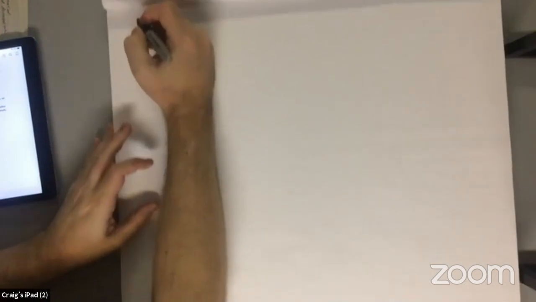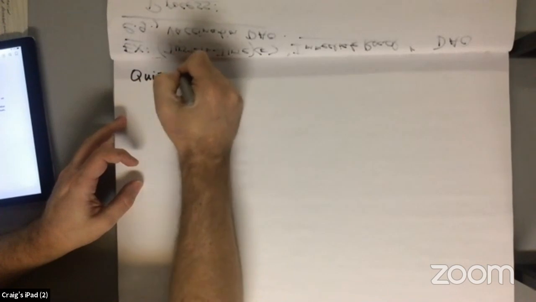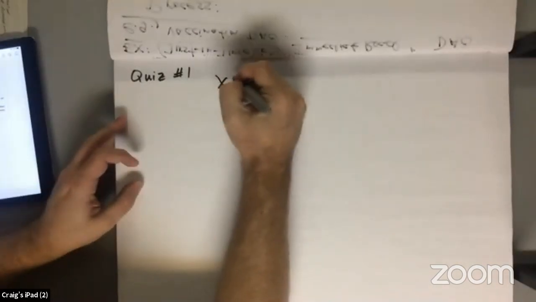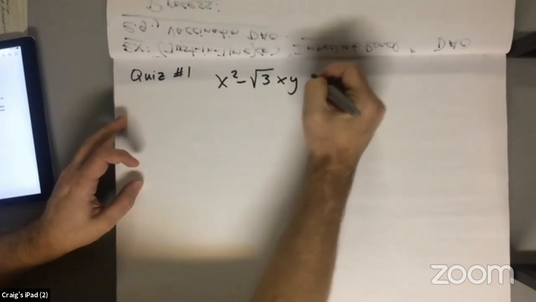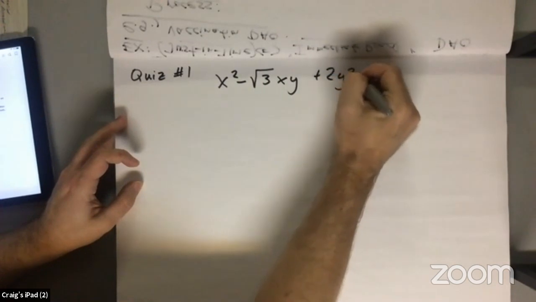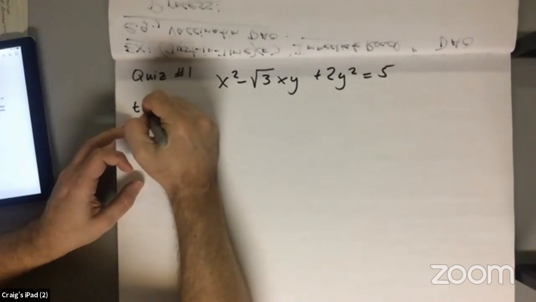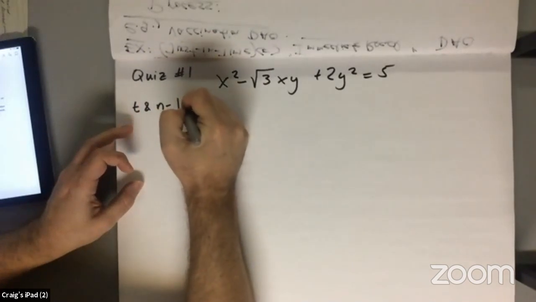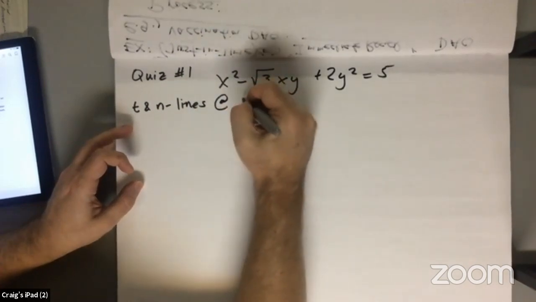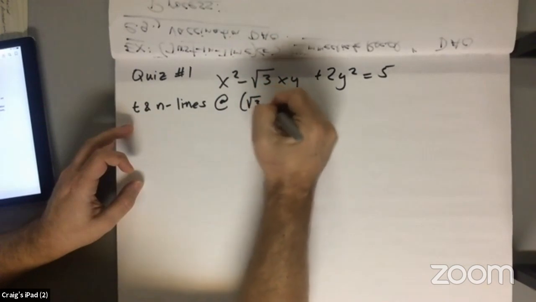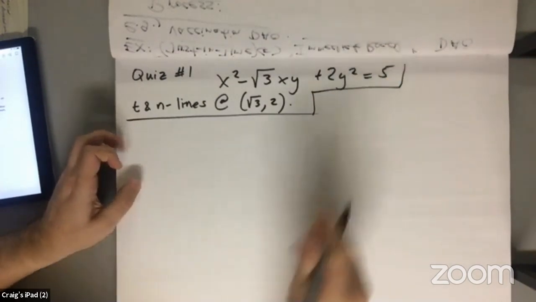The problem is I have x squared minus square root of 3 times x times y plus 2y squared equals 5. And I'm supposed to find the tangent and normal lines at the point square root of 3, 2. Okay, so that's our question.